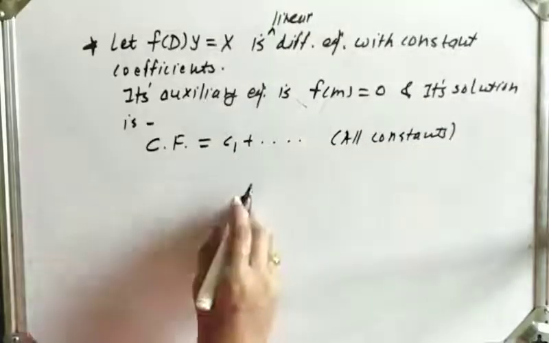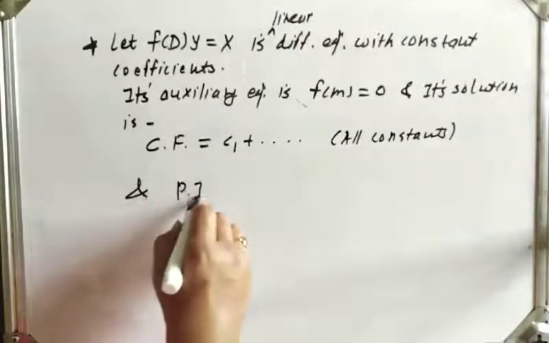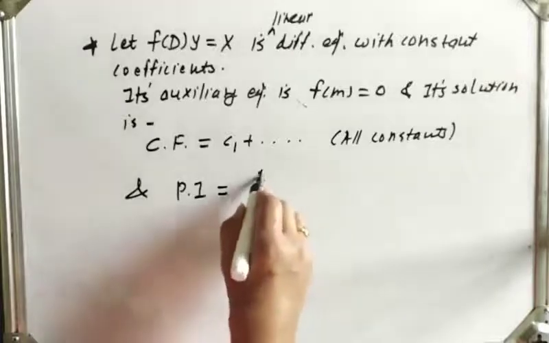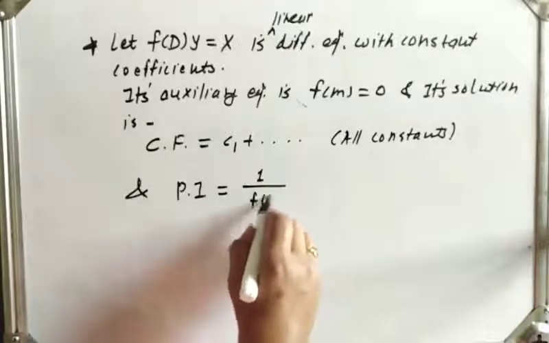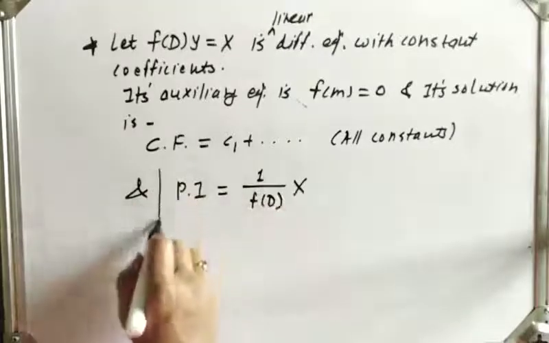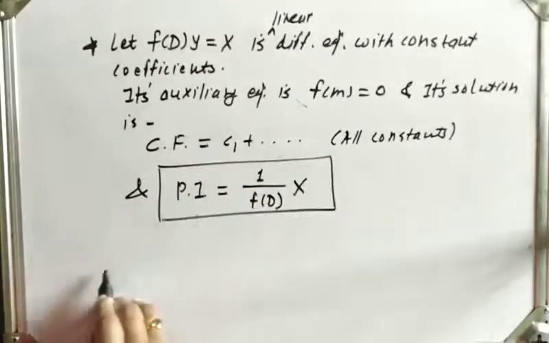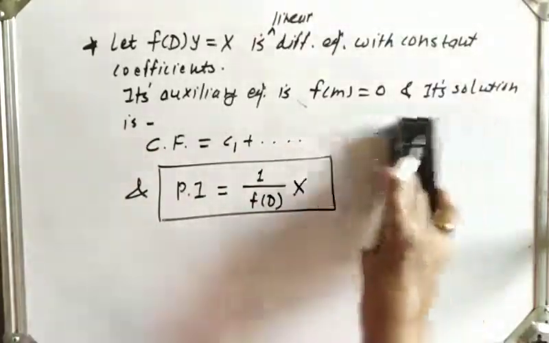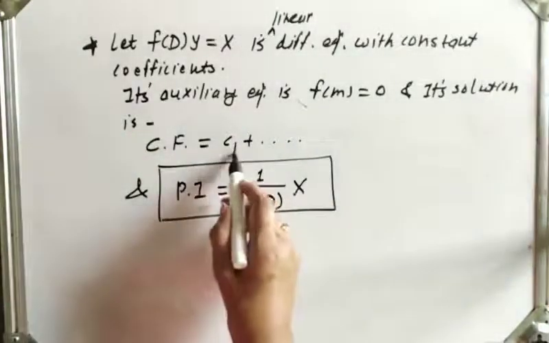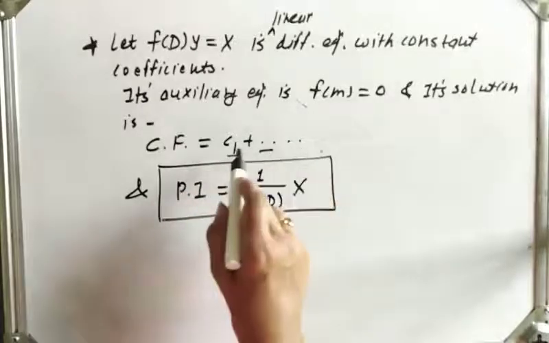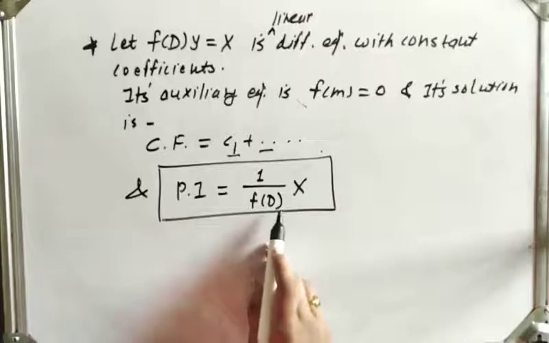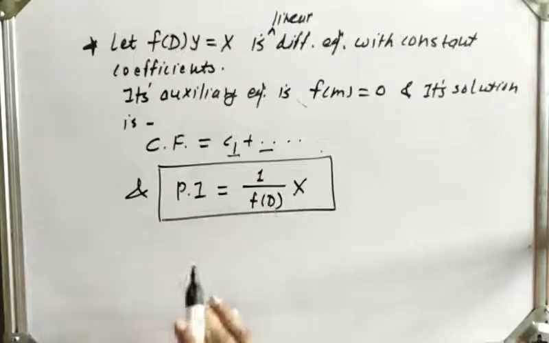So complementary function is this. And particular integral, or particular solution, the formula for that is 1 upon f of D into X. This is the formula for particular integral. In complementary function, there exists a constant in each term, C1 plus, in each term of the addition there will exist a constant. But in particular integral, there will be no constant.